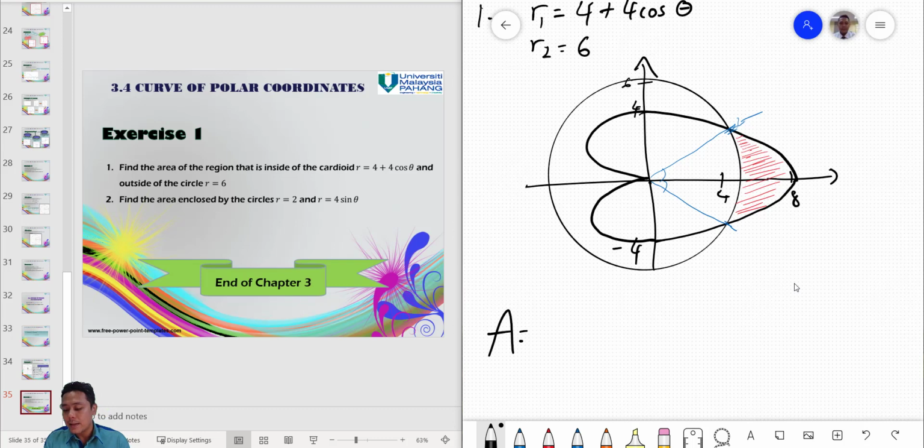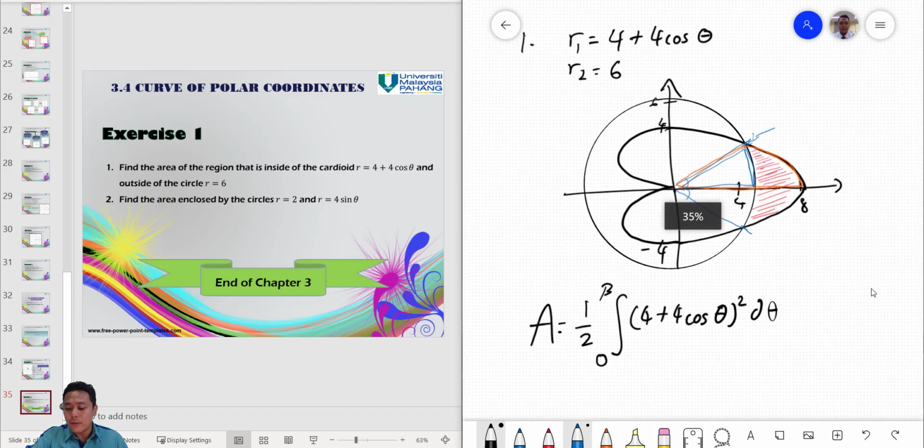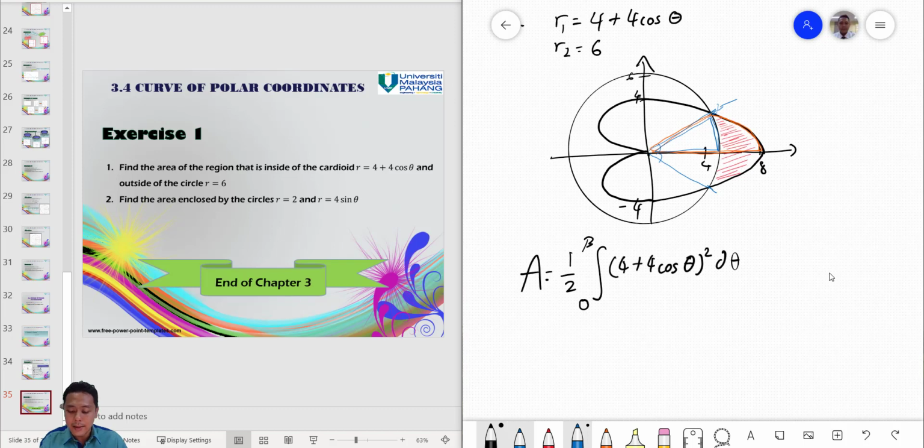The formula for the cardioid first, let's say I want to find half integral from 0 until this angle of intersection. Let's say the name is beta first. Then obviously it will be 4 plus 4 cos theta squared d theta. But where is the area which is actually covered from 0 until beta? It will be this area, the orange color one. But we still are left with this part, the circle part here. So the strategy is to find the area of the cardioid, the orange color one, then minus half integral from 0 to beta of 6 squared d theta.